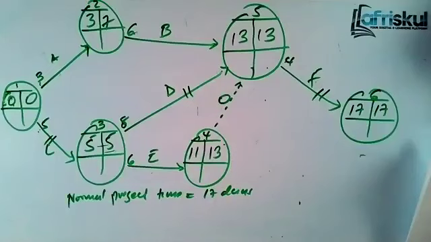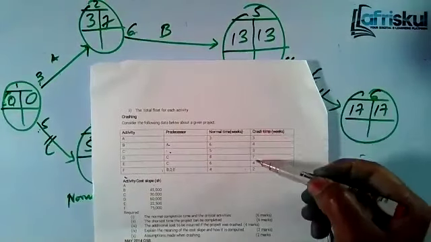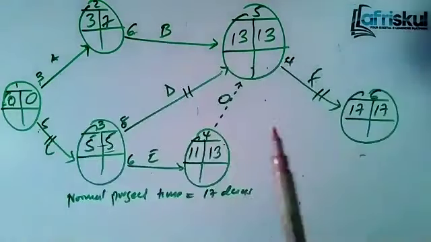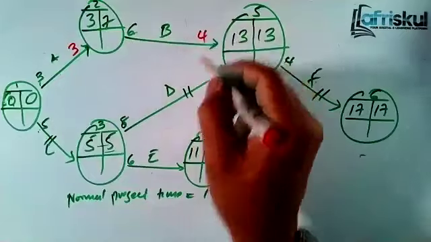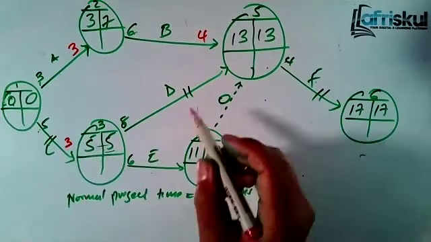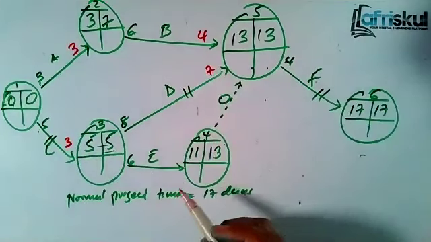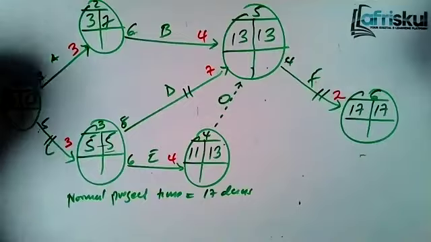So now, how do you get for the crash? For the crash, this is what you'll do. You are given the crash time here. For example, A is 3. So I'm showing it in red. I have shown it above. Then B was 4. Then C is 3. D is 7. E is 4. F is 2.